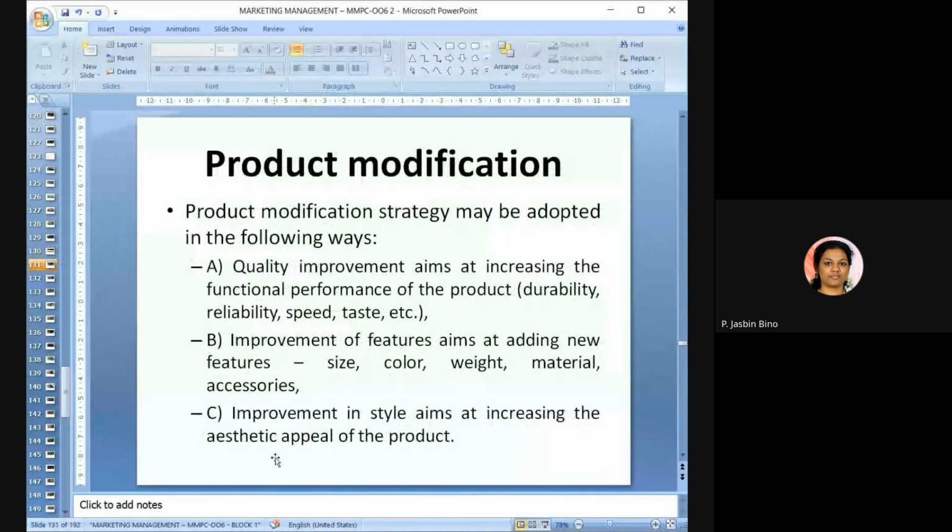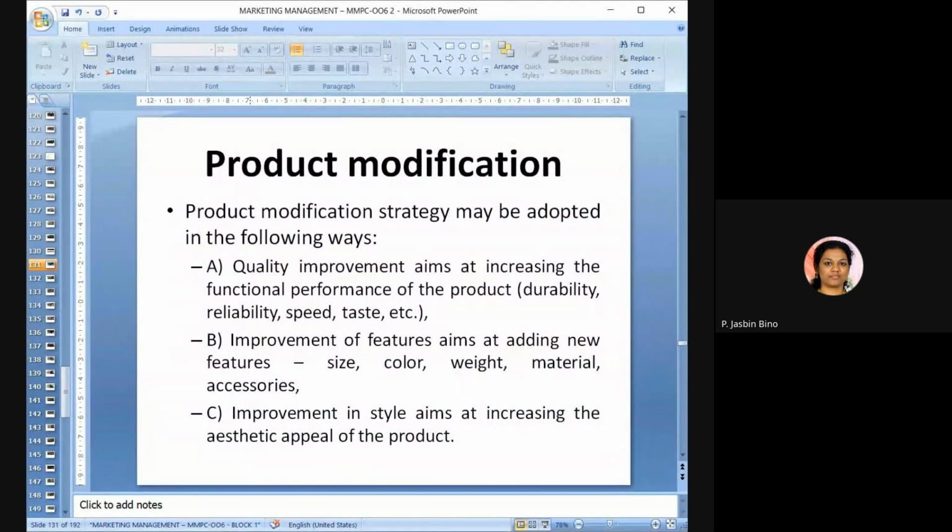The next one, product modification. In this, the following ways can be adopted. First one, quality improvement, mainly increasing the functional performance of the product, like durability, reliability, taste of the product, etc. Second one, improving the features, which aims at adding new features. If a mobile is available in three colors, it can be converted into five colors, or other variants can be introduced in the market.